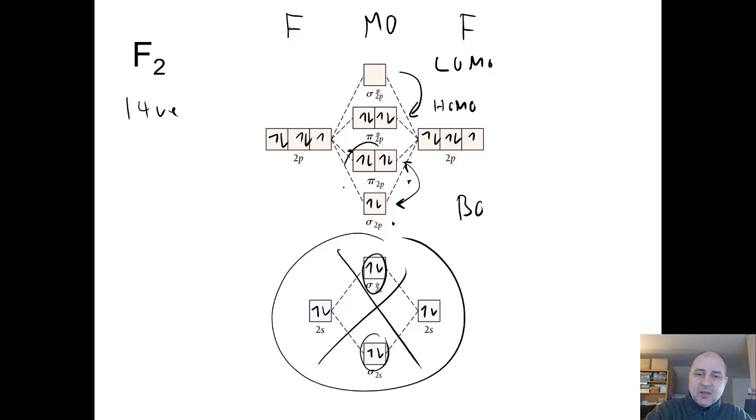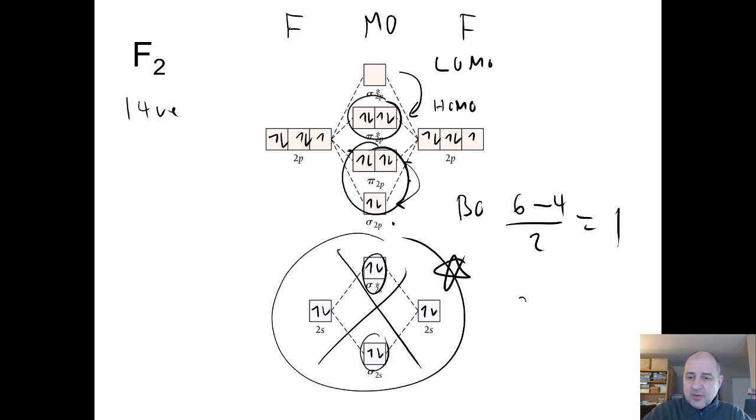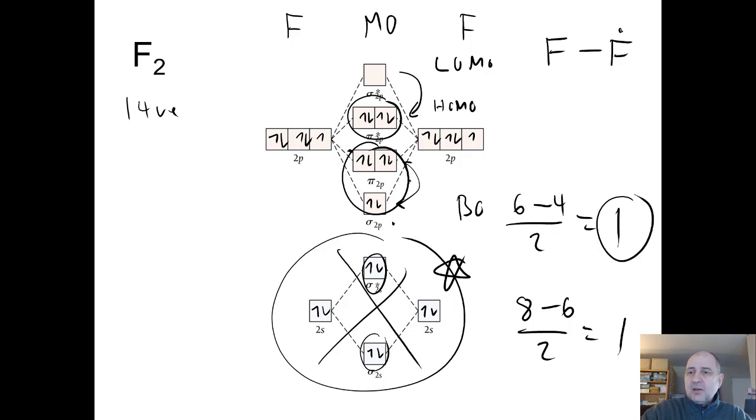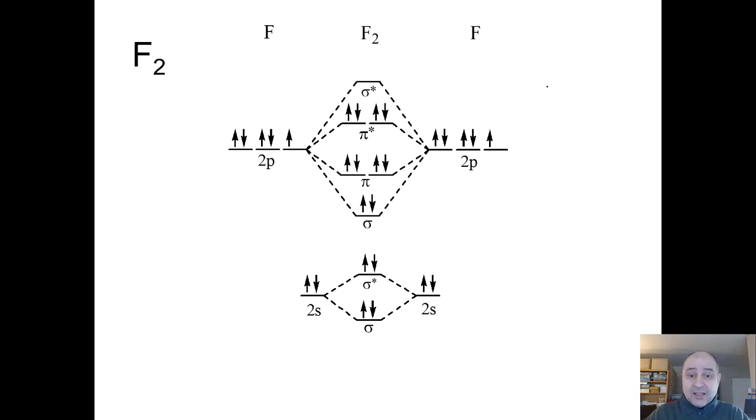But we take the bonding electrons, so we have 6 minus the anti-bonding electrons, which is 4, divided by 2, which is of course 1. If you want to include these, this would simply be 8 minus 6 divided by 2, which is still 1, so that's not a problem. We know from valence bond theory that fluorine has a single bond here, so this agrees, and everything is paired up, so this would simply be diamagnetic. Let me put in the rest of the electrons just to complete the picture. Valence bond theory should agree with molecular orbital theory. All right, so here it is, cleaner, with the bond order as well as diamagnetic.